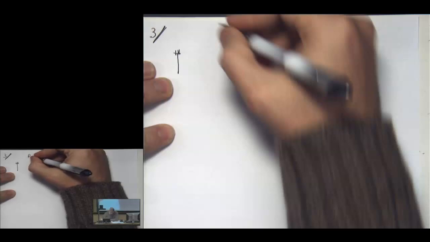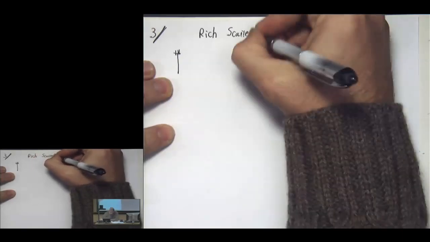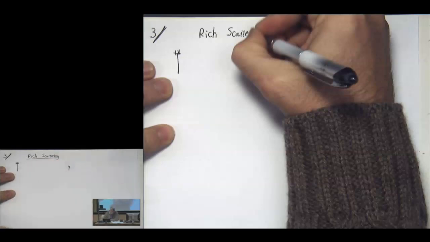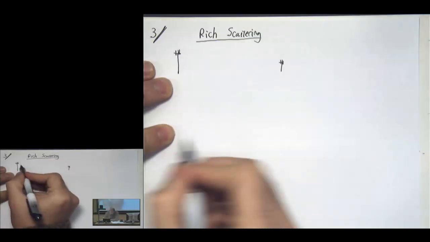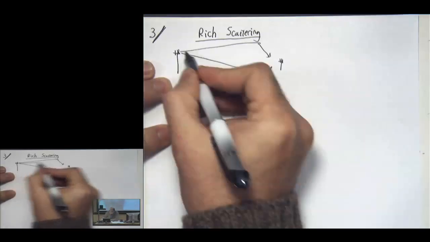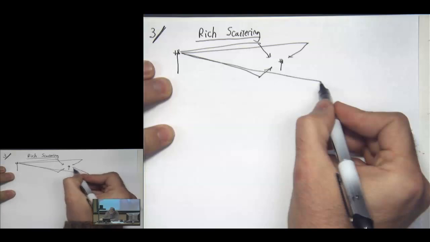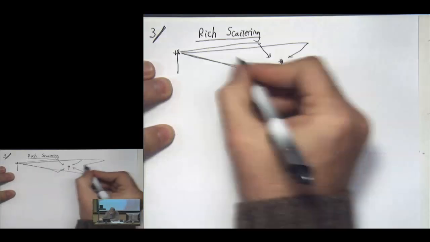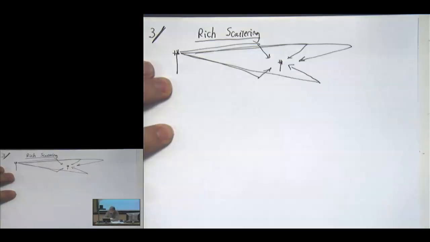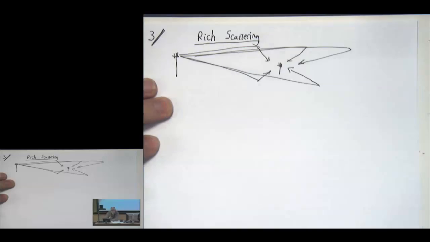We assume that we're operating in what's called a rich scattering environment. So rich scattering means that there's a lot of multipaths coming in from all different directions here. And because we're assuming that the system is frequency flat, the time durations between these multipaths are all very small, so that doesn't create any intersymbol interference.